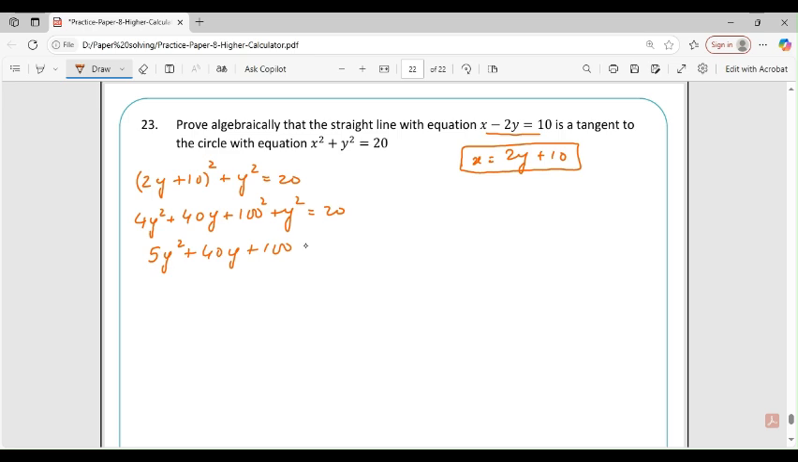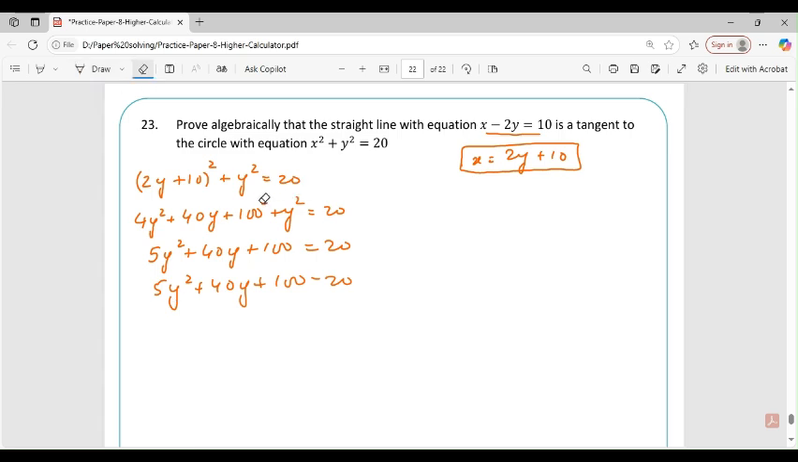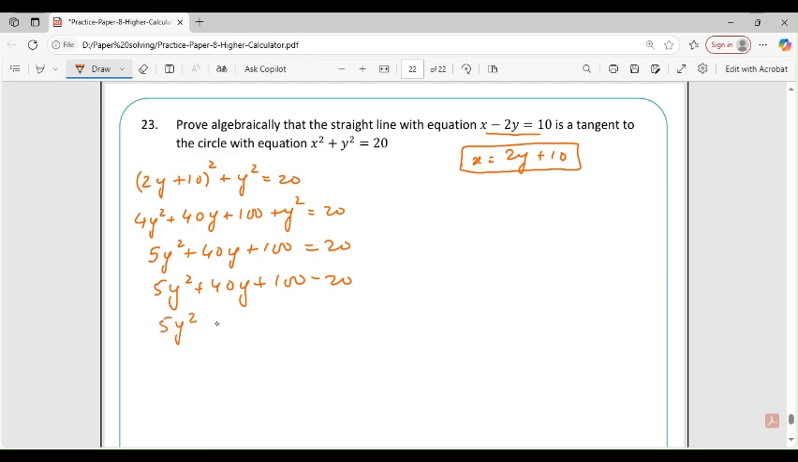Now 4y squared and 1y squared is going to give us 5y squared, plus 40y plus 100 equals 20. So in the next step, you can write plus 40y plus 100 minus 20, and this is going to give us 5y squared plus 40y plus 80 equals 0. Now dividing the whole thing by 5, I am going to get y squared plus 8y plus 16 equals 0.